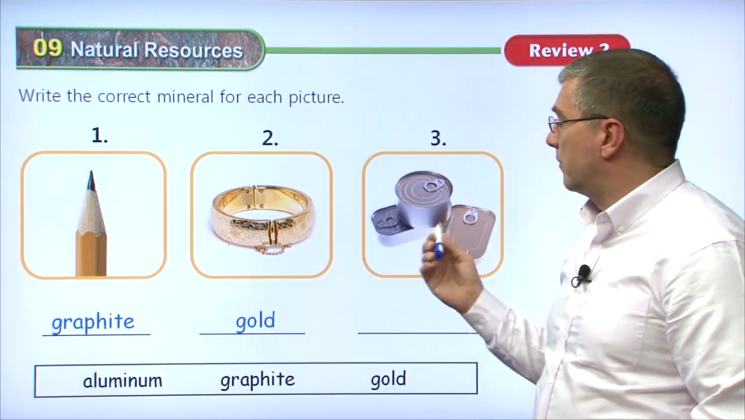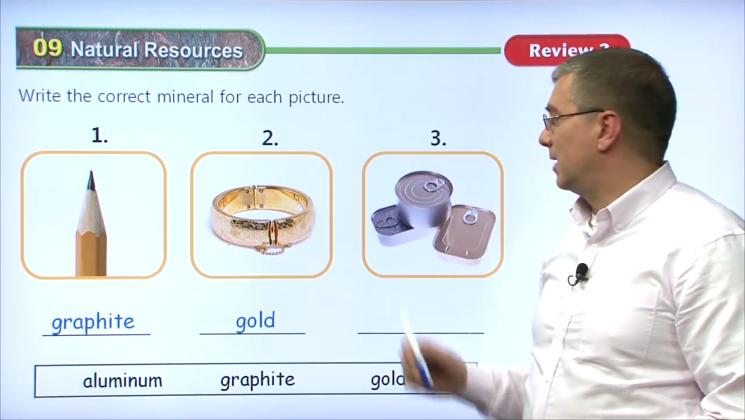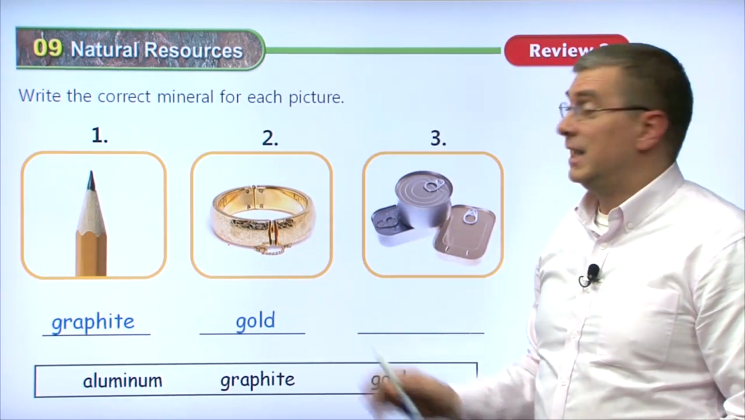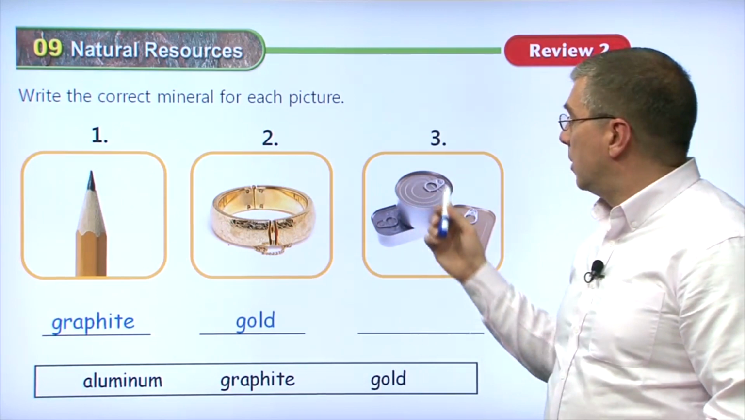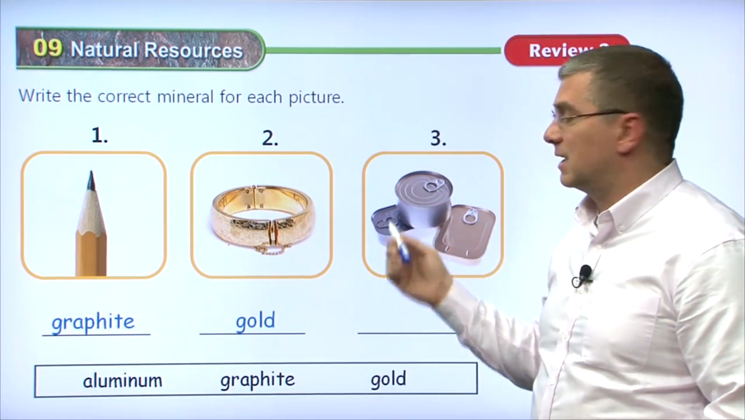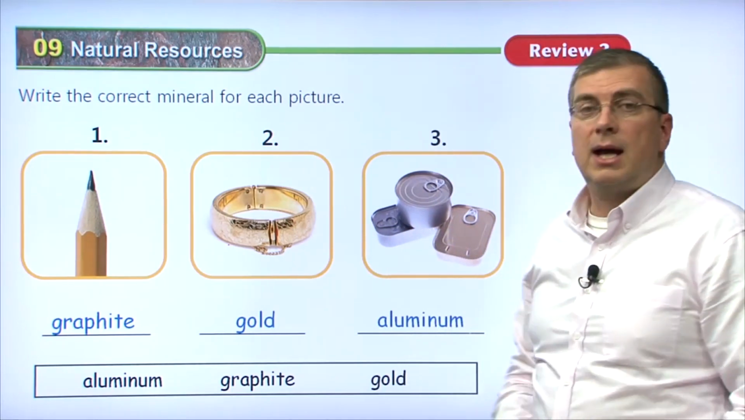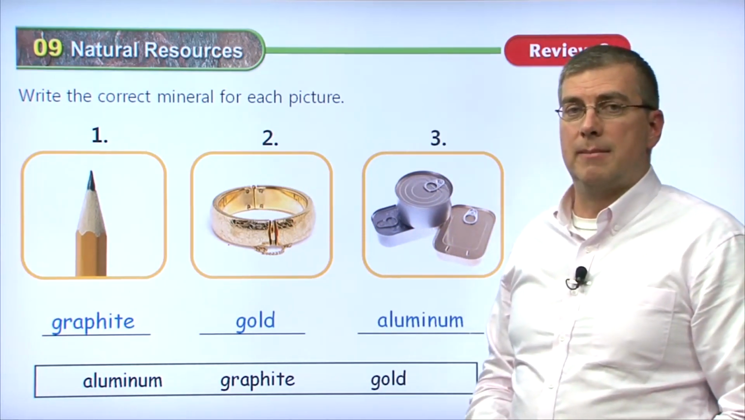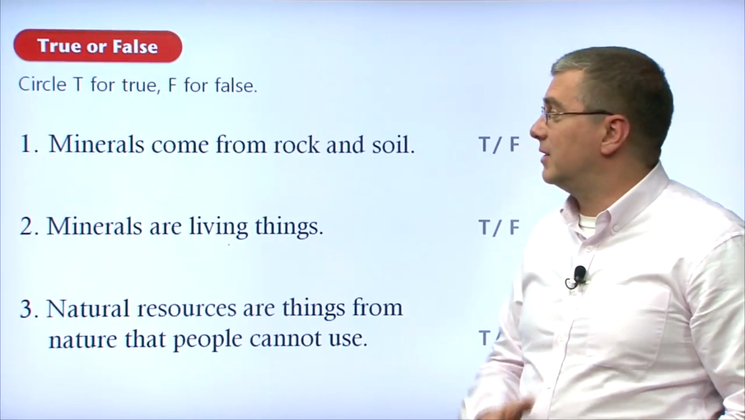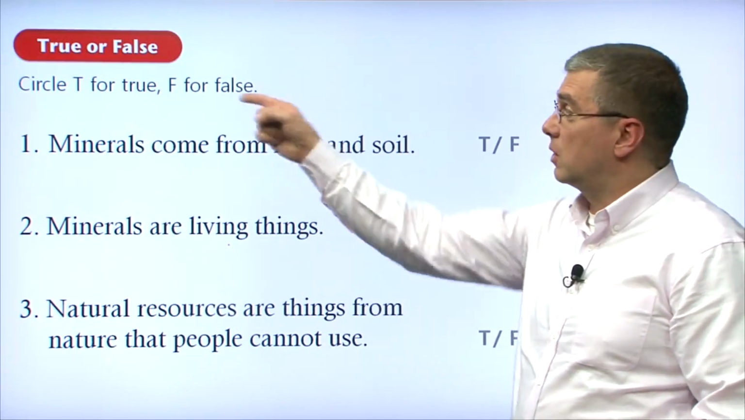Over here, this is more of a useful mineral, right? We use it a lot. It's a lot more common. It's not as expensive as gold, but it's usually used to make cans and containers, okay? And we, of course, call that mineral, this is called aluminum. Aluminum.